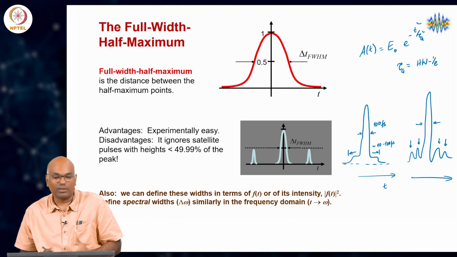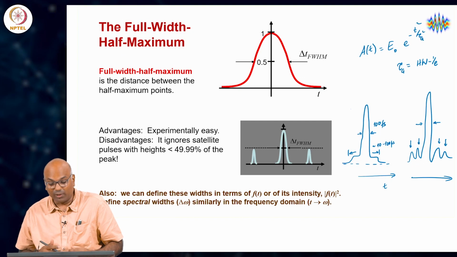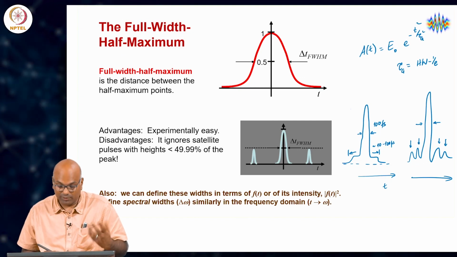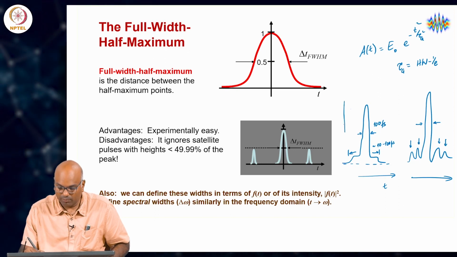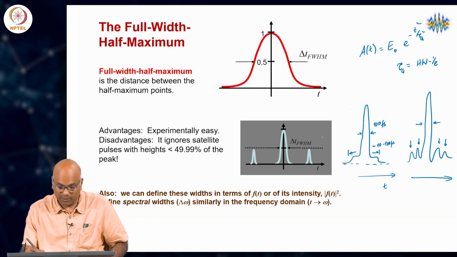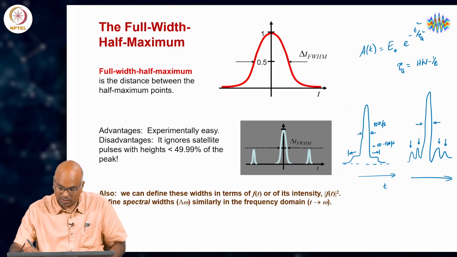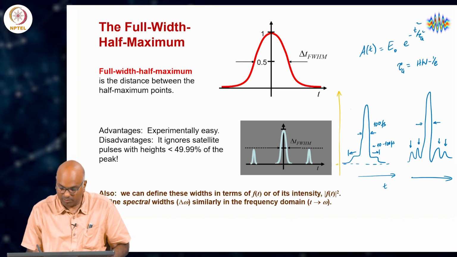FWHM totally ignores this. Actually, a lot of pulse width measurement techniques that we are going to talk about ignore this measure, because of the following reason, which I will just state without much ado about how we measure it: the vertical scale also comes into the picture and becomes important.